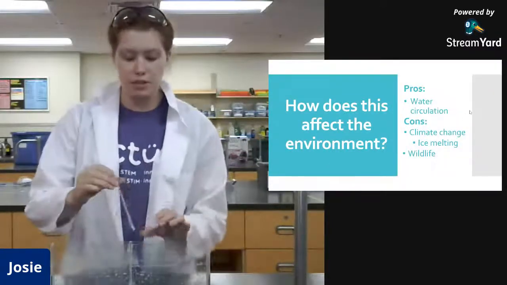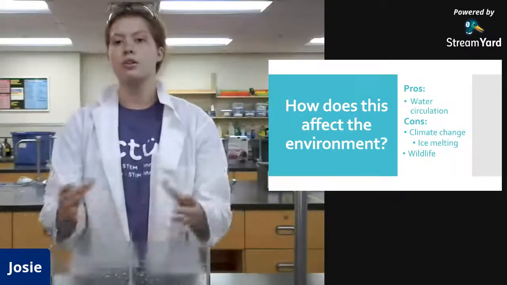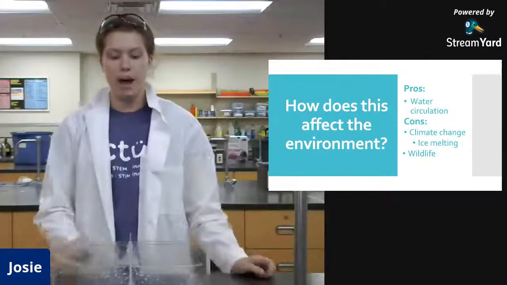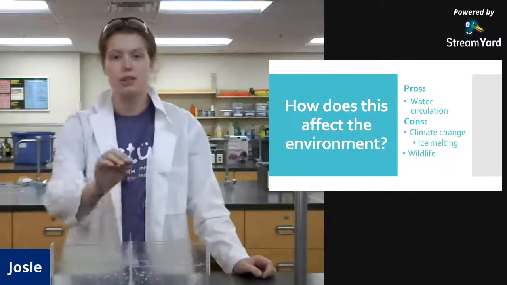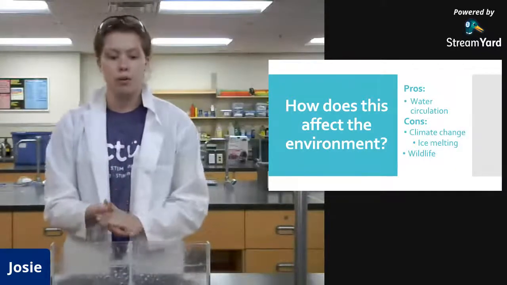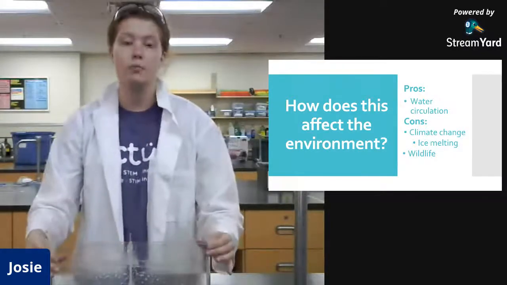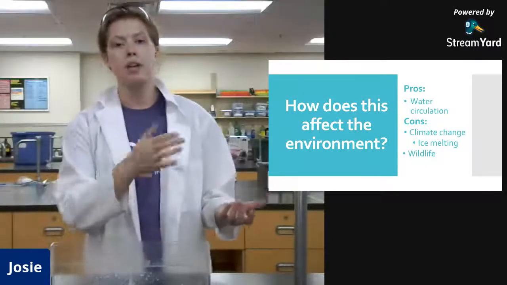So how does this affect the environment? Well, there's some pros to this. Water circulation. As you saw when I released the panel that was in between the two of these, there was a moment of circulation in the tank. Everything had to settle. So when these two types of water mix, it helps things that are on the bottom of the ocean be pushed up to the top and vice versa.